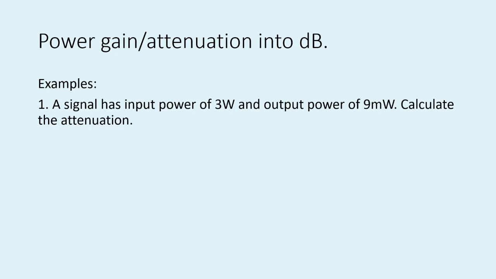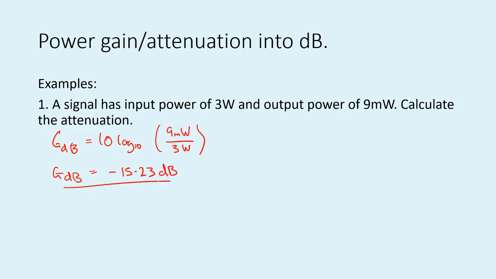Okay, so first example, signal input has input power of 3 watts and output power of 9 milliwatts, exactly like we just looked at. So you stick it in your equation. So the output power is 9 milliwatts and the input power is 3 watts. Watch out for your units, of course. And you stick that into your calculator and you get that the gain is minus 15.23 decibels. Don't forget your units because we're measuring decibels. Okay, that was quite simple.